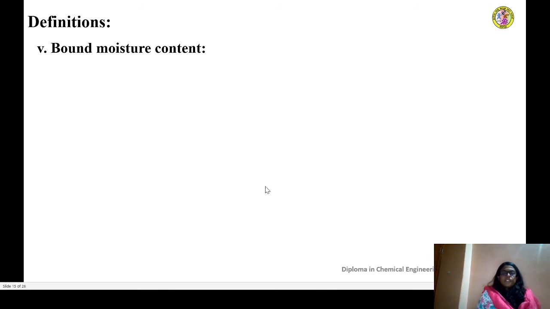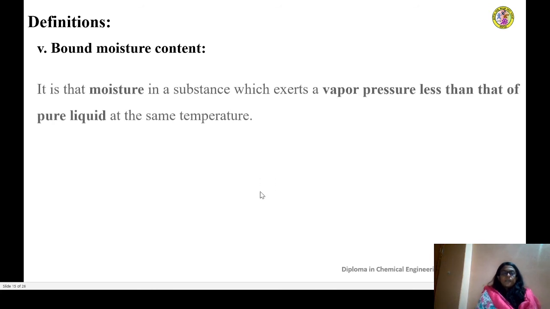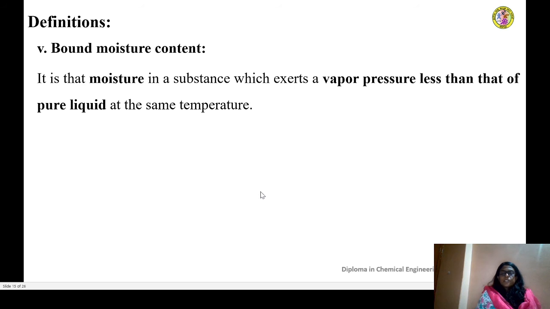So the next definition is bound moisture content. It is that moisture in a substance which exerts a vapor pressure less than that of pure liquid at the same temperature. So the moisture present in the substance, usually over the surface and in the voids, that is interstices or the gaps or pores present in the solid, actually exerts a vapor pressure.